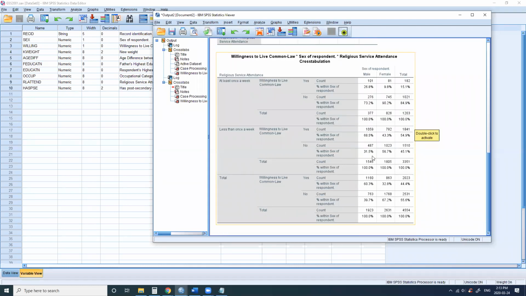So what can we infer from this relationship here? Does religion have an effect on willingness to live common law? And what is the nature of this relationship? I'll give folks a chance to respond, either by unmuting yourself and saying something, or you can just type something in the chat interface.